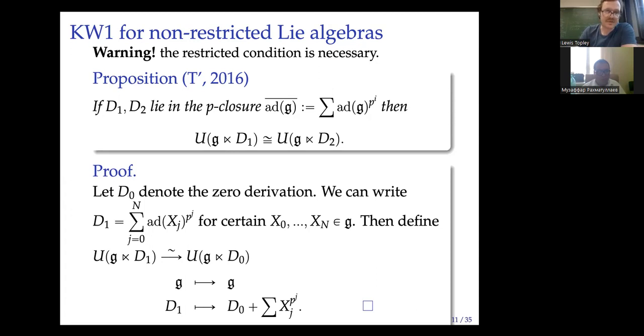Now I define the isomorphism to be the map which sends G to G, but it sends D1 to the element D0 plus the sum of these x_j to the p^j. It's very easy to see that this expression on the right, D0 plus the sum, is going to commute with G in exactly the same way that D1 does. That's almost by definition. Because G together with this expression on the right give you a generating set of the enveloping algebra, it follows that this must be an isomorphism.